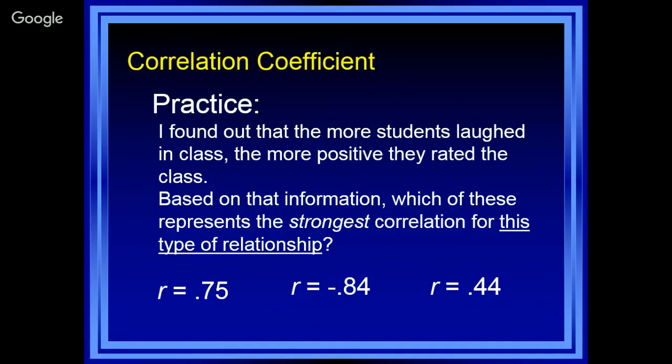And I really want you to try and guess this. This is really important. And if you need to pause the lecture here, this is a great place to pause it and really give yourself a chance to read this. This is something you need to be able to work out. And I italicized the important word strongest, and I underlined the important phrase, this type of relationship.